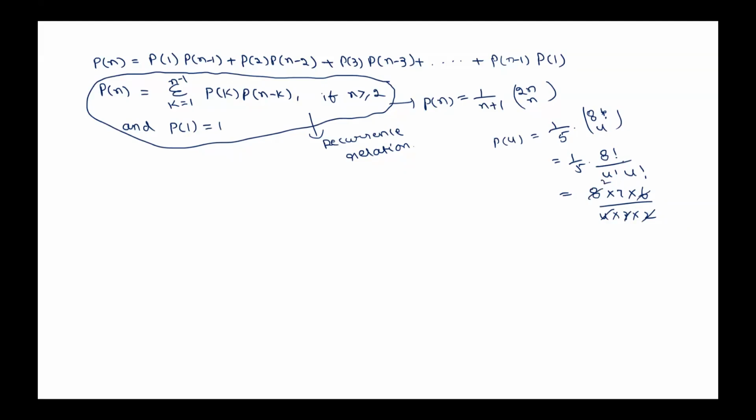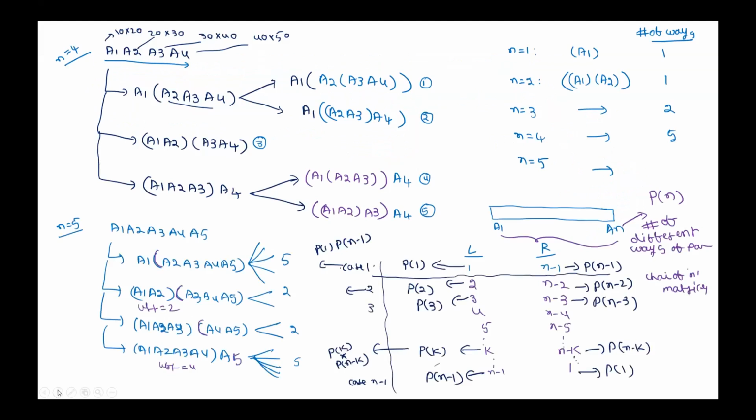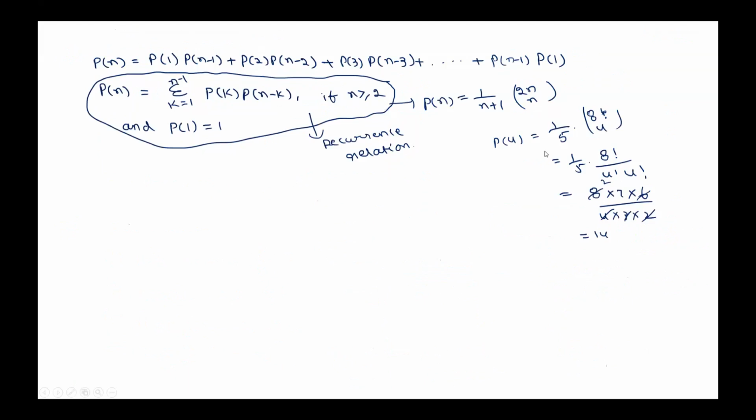Is P4 correct, what I calculated? The 8 into 5 is missing, no? 8 into 7 into 6 into 5. No, this 5 and this 5 get cancelled, sir. 5 into 4 factorial is 5 factorial. Here 14, 14 is correct. So is P of 4 14? No, P of 5 is 14. So we'll get a value approximately.